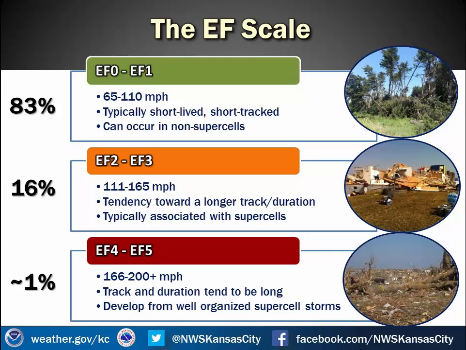Then we move up to the EF2s and EF3s. That's when we really start to do some damage. If you look at this photo over here on the right, that's when you start to rip roofs off of houses. Mobile homes are completely demolished. You may lose some exterior walls to homes and other well-built structures.